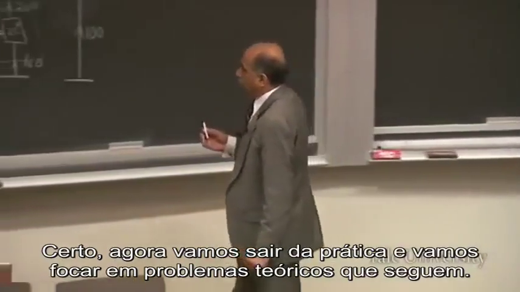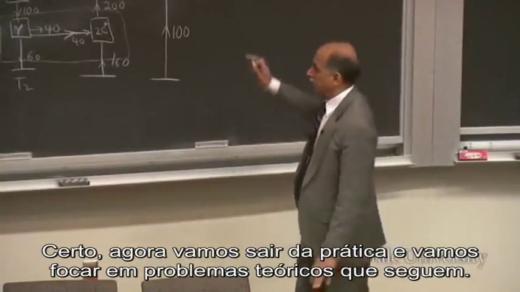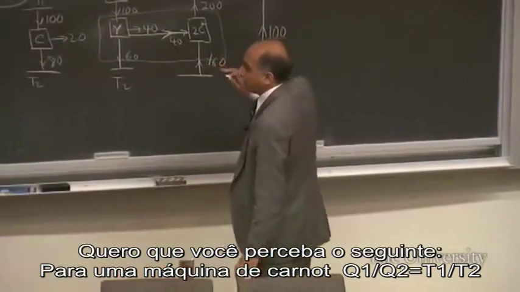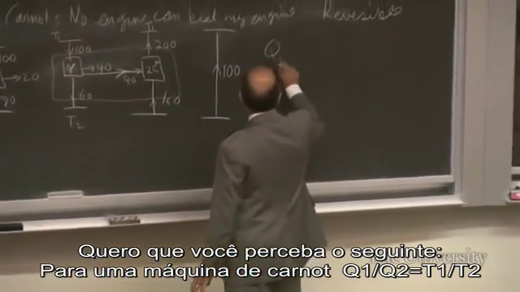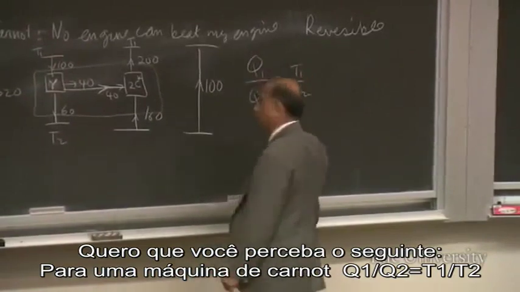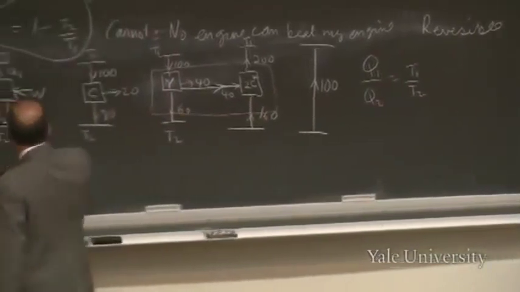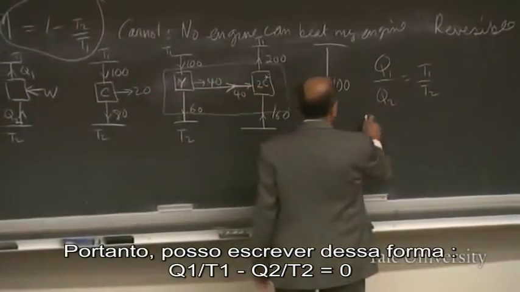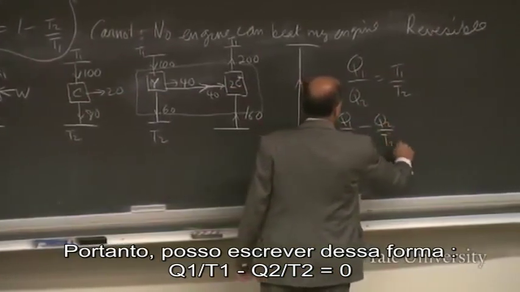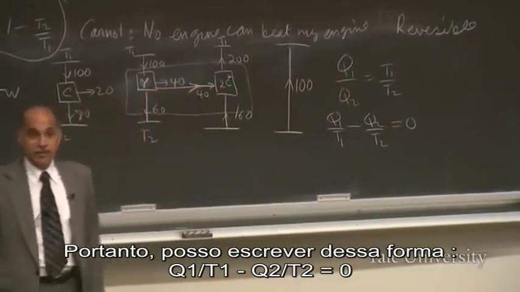Okay, now let me leave the practical domain and go to more theoretical issues that follow from this. What I want you to notice is the following. For a Carnot engine, Q1 over Q2 turned out to be T1 over T2, right? I did that for you here. Therefore, I'm going to write it as follows: Q1 over T1 minus Q2 over T2 equal to 0. That's just a simple rewrite.